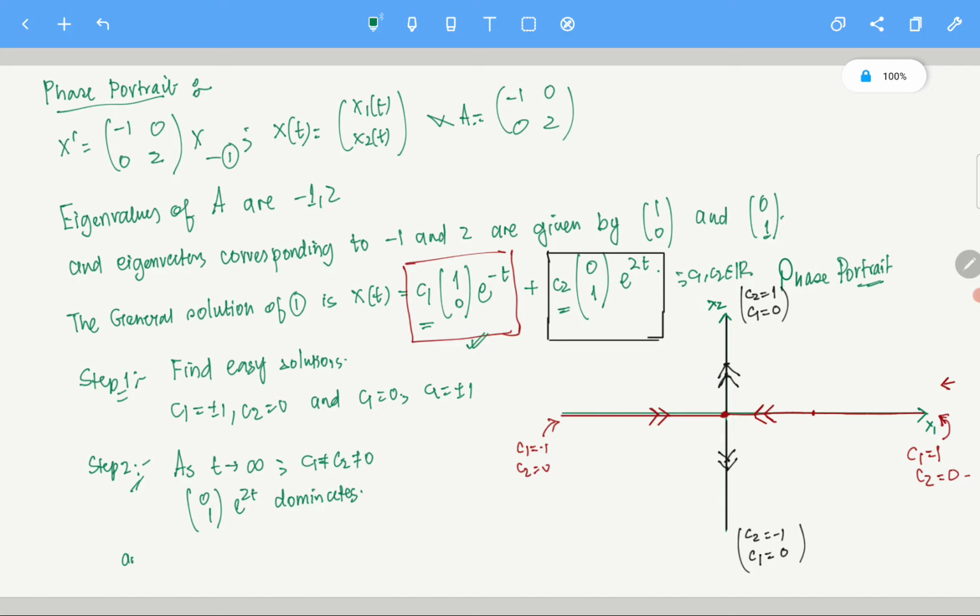Okay, and as t tends to minus infinity, 1 0 e power minus t dominates. Okay, why? Because let's say t equals minus 1000. So the maroon one will become e power 1000, and this will become e power minus 2000, which is much smaller than e power 1000, right? So basically this is going to dominate.